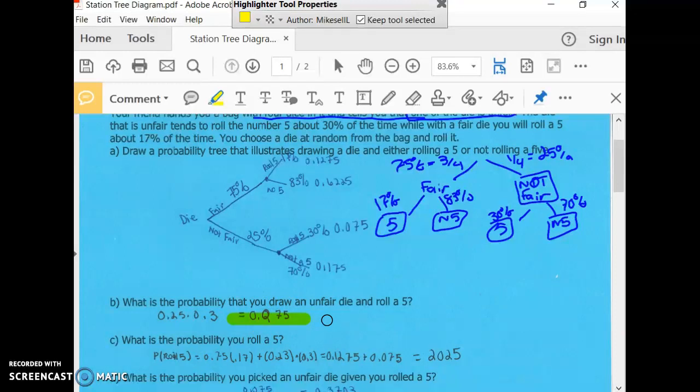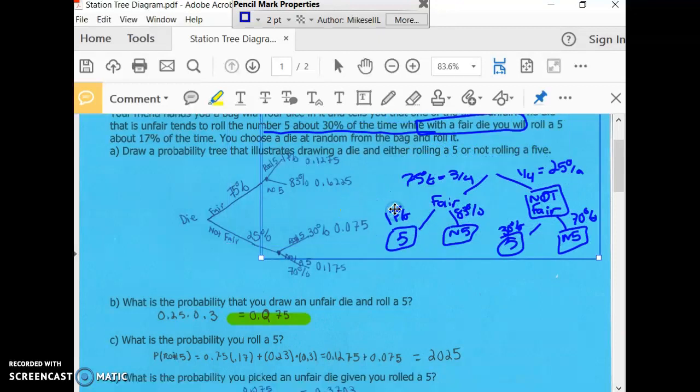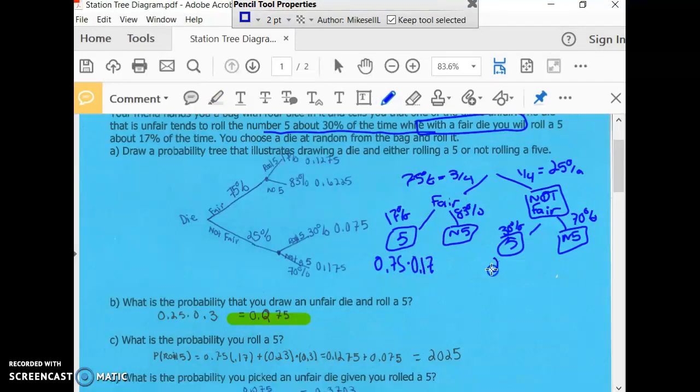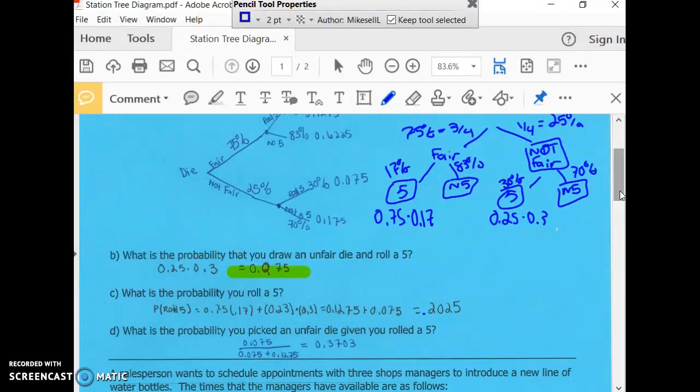What's the probability you roll a 5? So I've got to take my probability of 0.75 times 0.17 plus 0.25 times 0.3 and add those together. And when I do that, I get this, 0.2025.